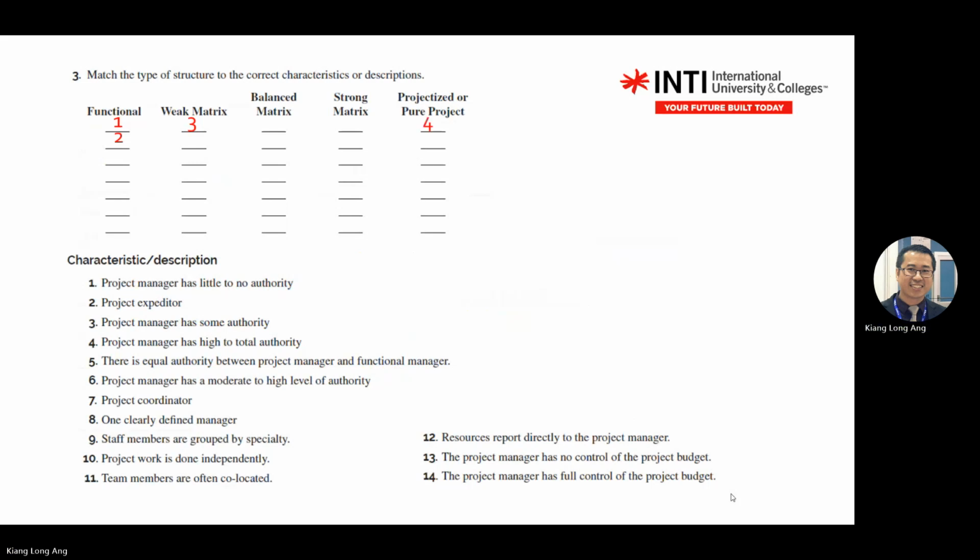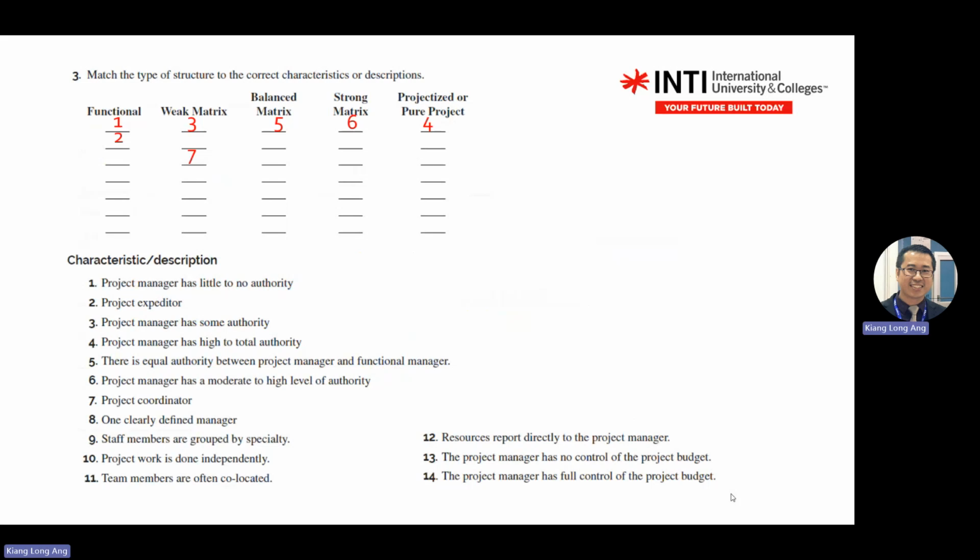Projectized. There is an equal. Equal, you know, means balance. Project manager has moderate to high, and not total. Moderate to high means strong already, no? Okay. Project coordinator, weak matrix.